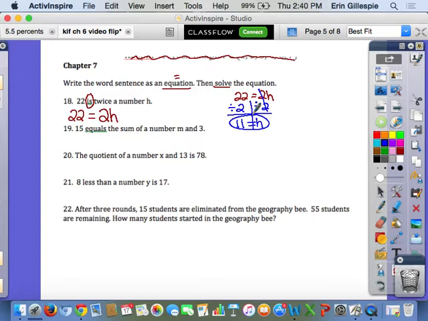Number 19, 15 equals the sum of a number m and 3. So equals, there's my keyword that tells me where the equal sign is. So 15 equals, sum means addition, so of a number m and 3. So m plus 3 would be your equation. Let's solve it over here. Again, we want to use inverse operations. So the opposite of adding 3 would be to subtract 3 from both sides. So that's going to give us that 12 equals m.